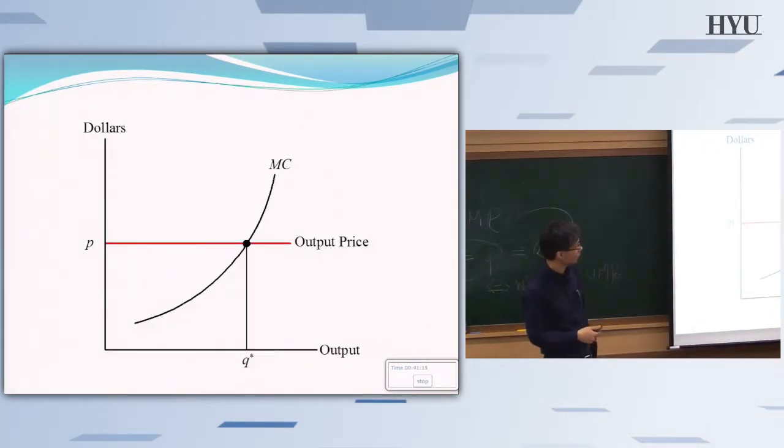In terms of a diagram, it's going to look like this: P, the MC curve, and output Q star. P equals MC. So in this case, for example, if the wage falls, then what happens?